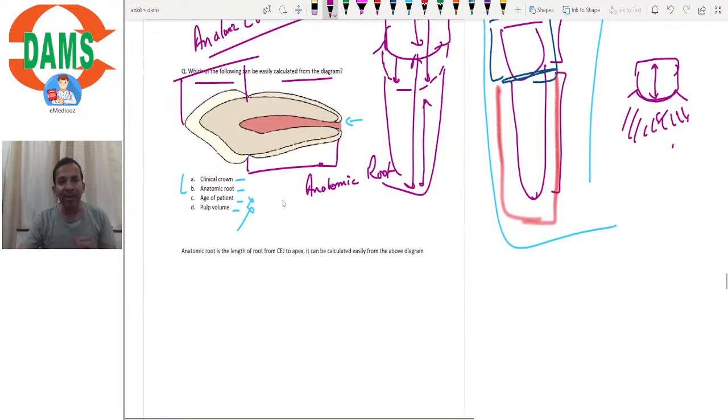The difference between clinical crown and anatomic crown, clinical root and anatomic root. Whatever is visible in the oral cavity is the clinical crown. Whatever is invisible or not seen is the clinical root. Clear?